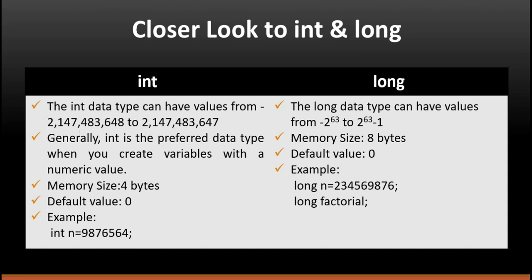If you have a very large value, then you can go for long data type. You can see this is the range of long data type. The memory size required for long data type is 8 bytes and the default value for it is 0. For calculating factorial of a large number, we can't go for byte, short or int. We have to use long data type.